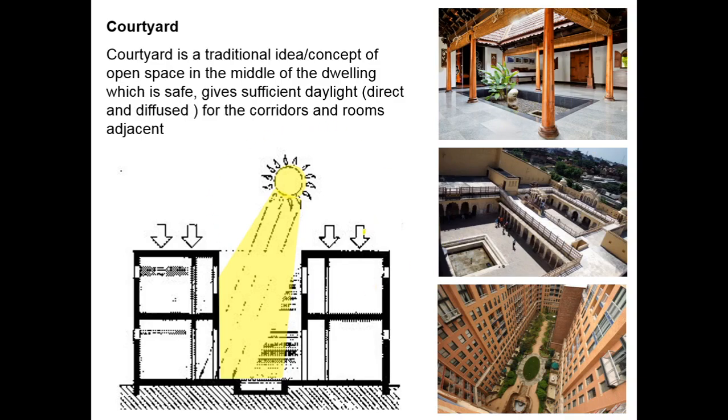This courtyard principle is very important in terms of daylighting and also in terms of ventilation. So we can understand what the height of the courtyard is, what the width of the courtyard is, and the length of the courtyard. Accordingly, the light variation also differs.